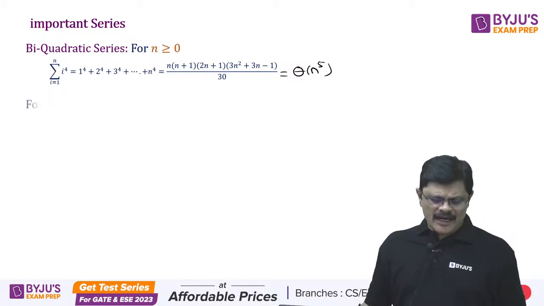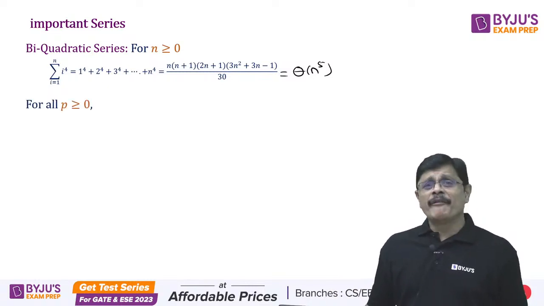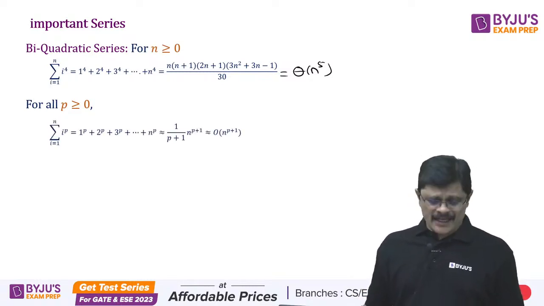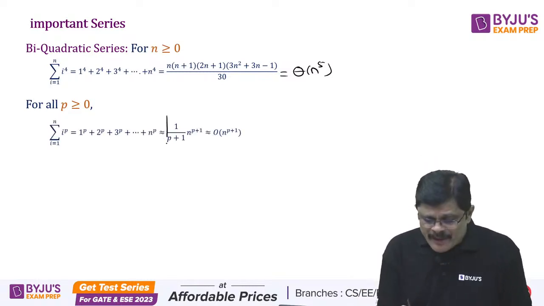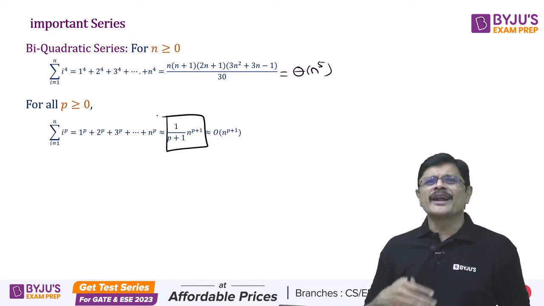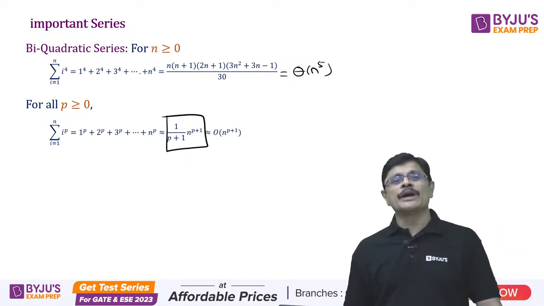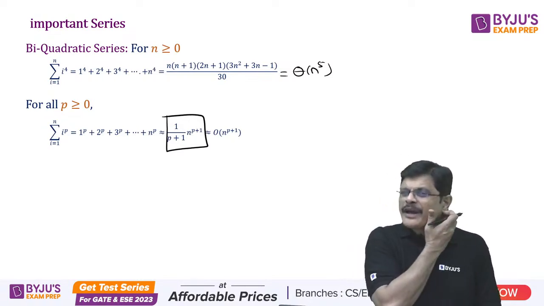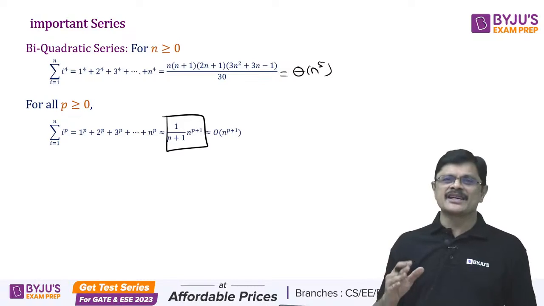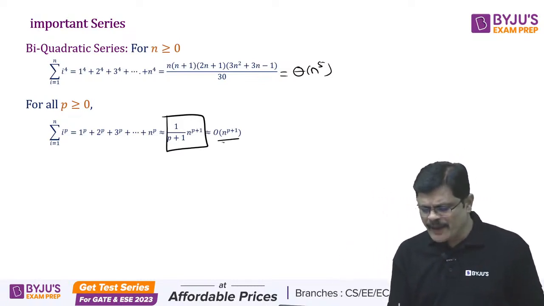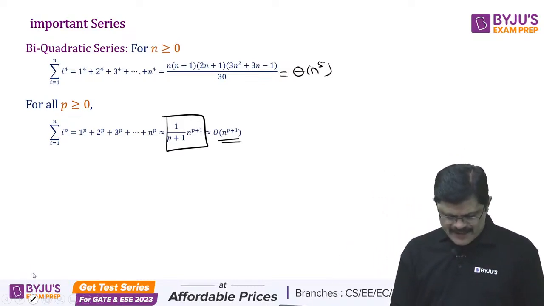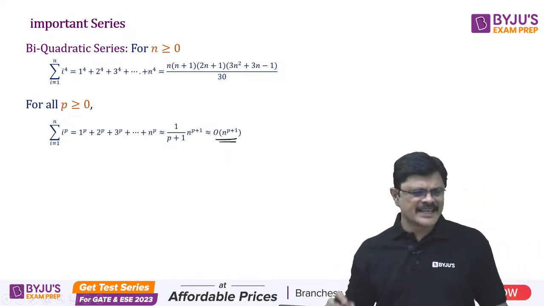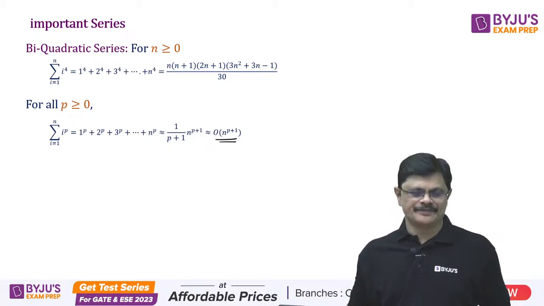We only have access up to biquadratic series, that is sum of fourth powers of first n natural numbers, and in general sum of pth powers of first n natural numbers, 1 power p plus 2 power p and so on, n power p, is approximately equal to n power p plus 1 by p plus 1, my dear friends. It is not an exact answer, so because it is an approximate answer, instead of taking theta notation, we take big O notation for this. See, my dear friends, big O notation is always a safe notation.